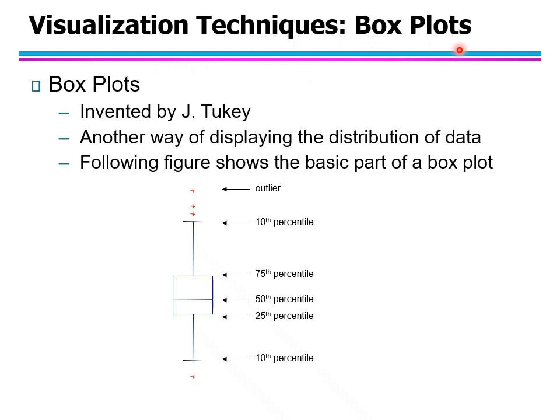This one is about box plots. It was invented by J. Tukey. It is another way of displaying the distribution of data. And this is the image of a box plot. The 10th percentile at the bottom is the minimum, then the 25th percentile means quartile 1. The 50th percentile means quartile 2 or the median, then the 75th percentile, which is quartile 3, and another 90th percentile, which is the maximum. And data beyond the maximum, we decide that it is an outlier.